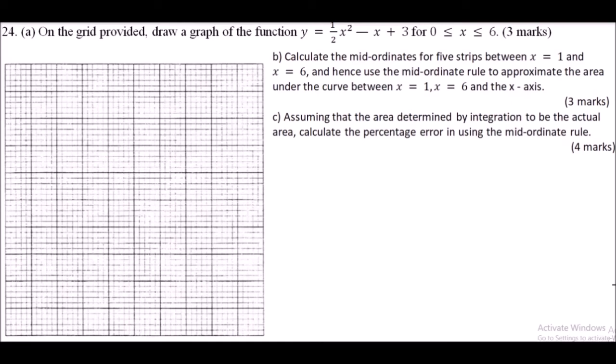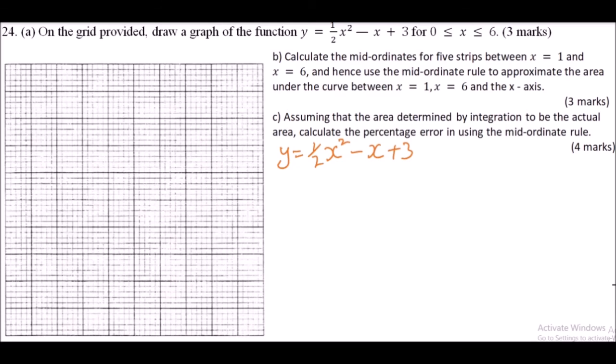Question number 24, part A, we are told on the grid provided, draw a graph of y is equal to a half x squared minus x plus 3 for 0 less than or equal to x less than or equal to 6, and you get yourself 3 marks. So for us to be able to do that, we have our function y is equal to a half x squared minus x plus 3.